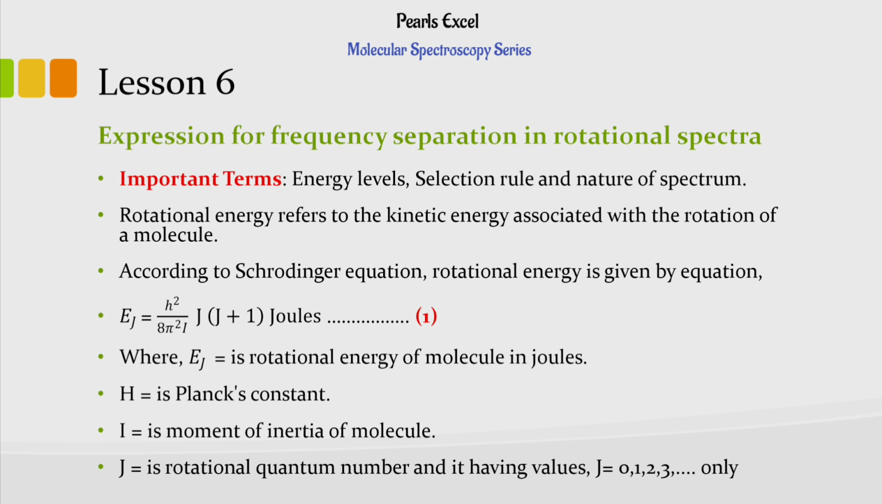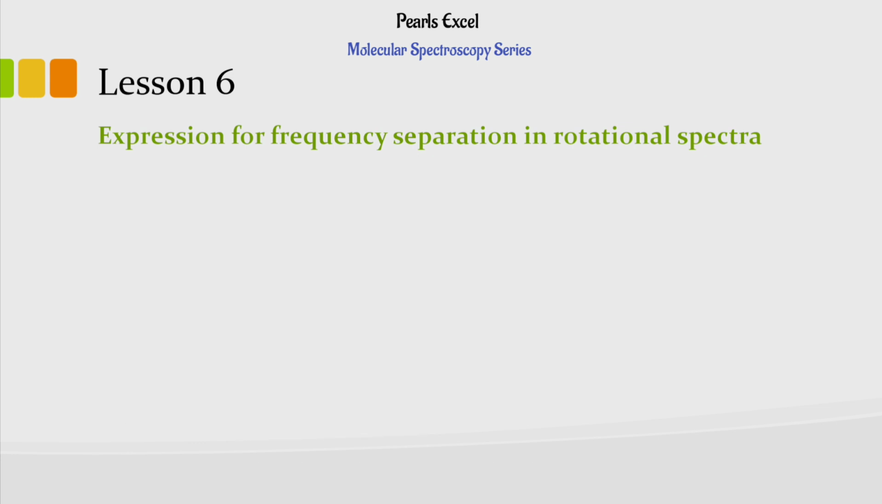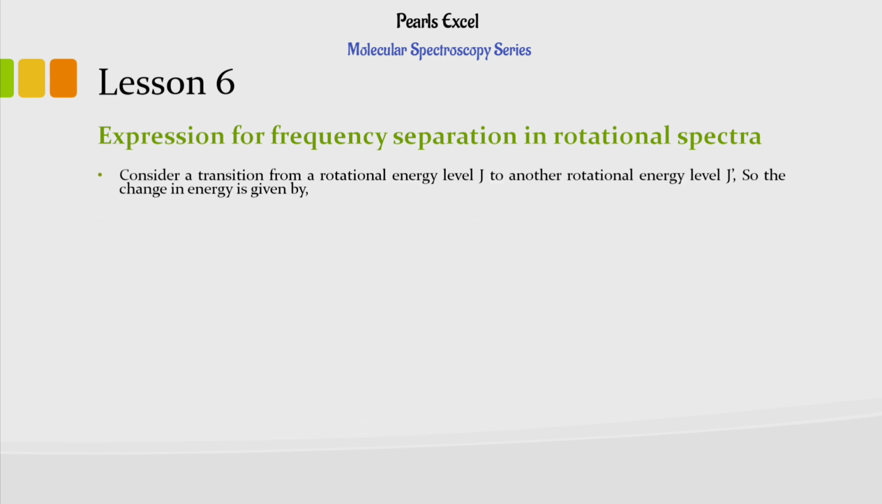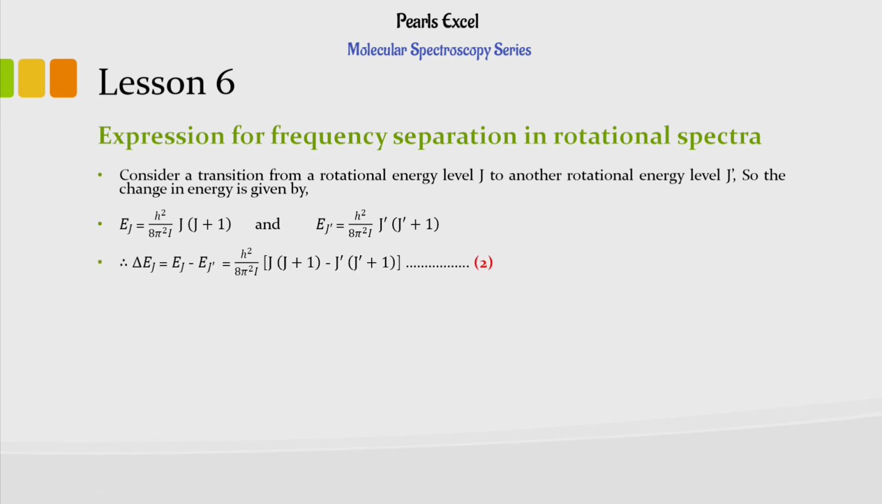Now use this equation to derive the frequency separation of rotational spectra. Consider a transition from a rotational energy level J to another rotational energy level J dash. The energy levels are Ej = h²/8π²I × J(J+1) and Ej dash = h²/8π²I × J dash (J dash + 1). So the change in energy, delta Ej, is equal to Ej minus Ej dash. Put the above values in this formula, and we get equation number 2.